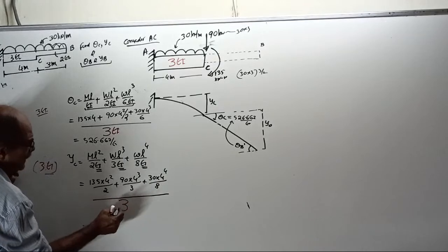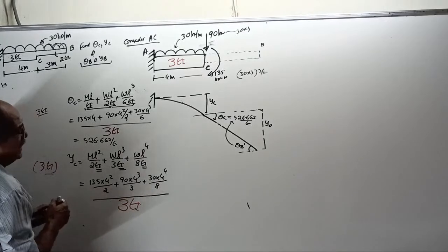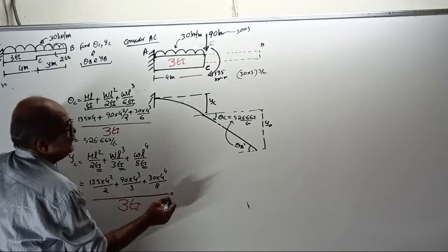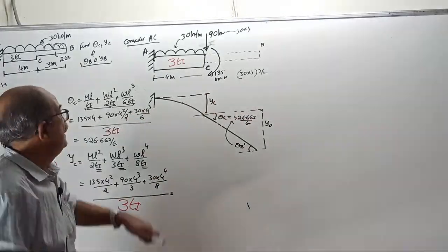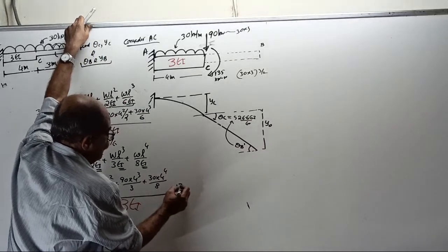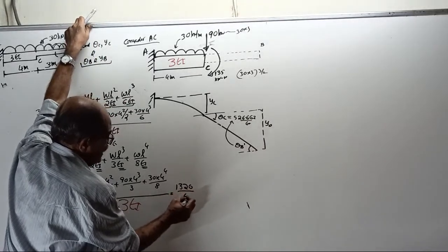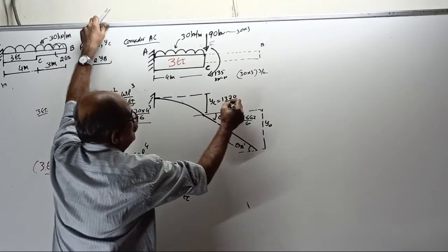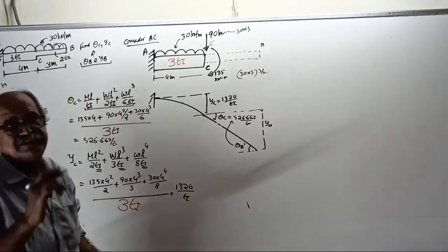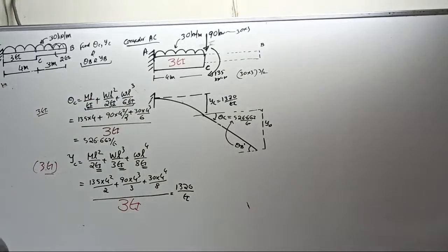The answer I am seeing on the board in the previous solution is 1320 by EI. Tell me fast, is it tallying or not? In my class I told you, 'not tallying' does not exist. 1320 by EI, tallying? Okay, thank you.